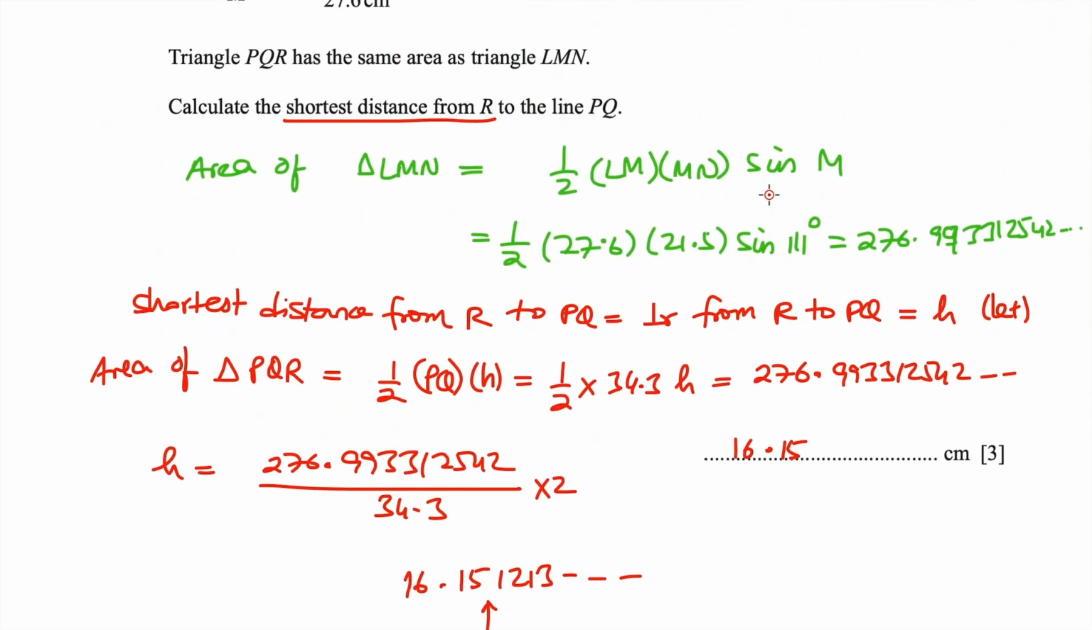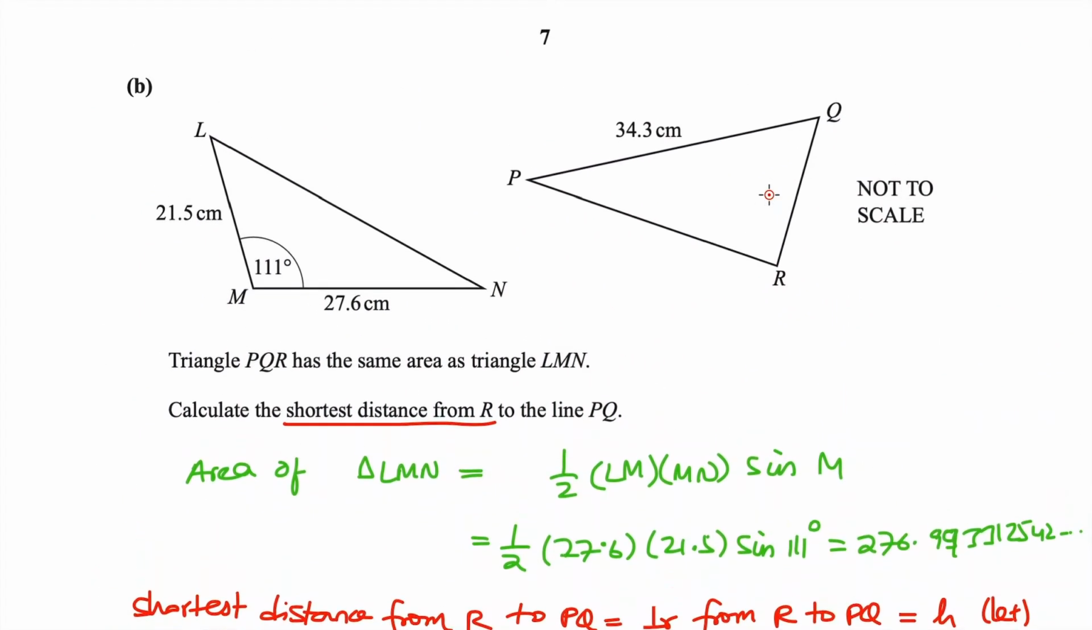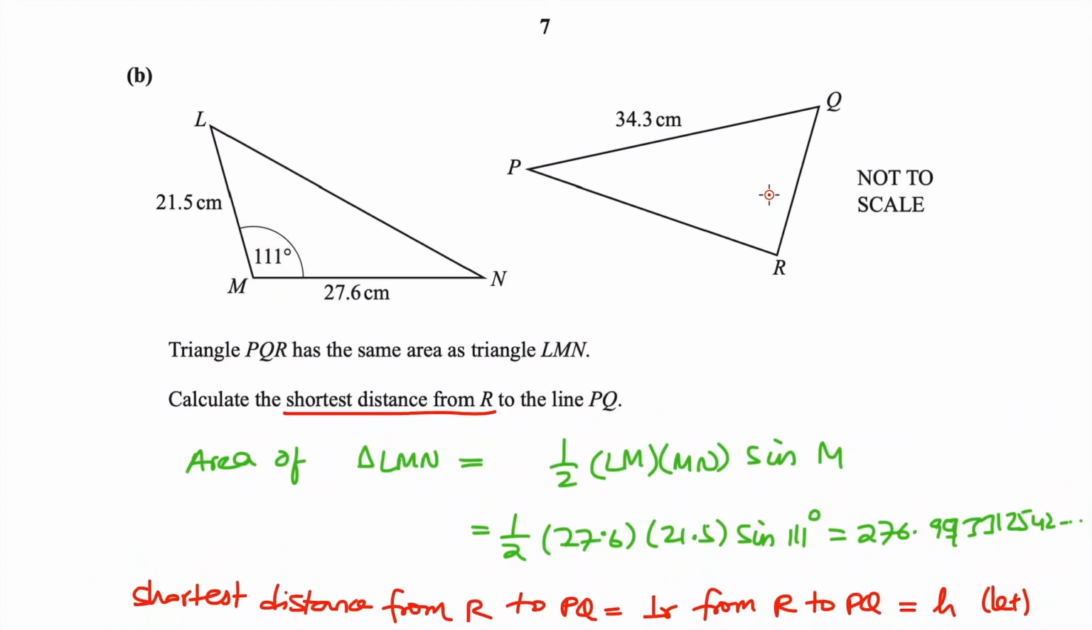So remember, the shortest distance from a point to any line is the perpendicular distance between the point and the line. So if I draw a perpendicular from here to here, and this is 90 degrees, then the area of this triangle is half into the base, which is PQ, into height. And that is the principle that we used. We calculated this area and equated it with half into 34.3 into height. And then we can easily calculate the value of h.